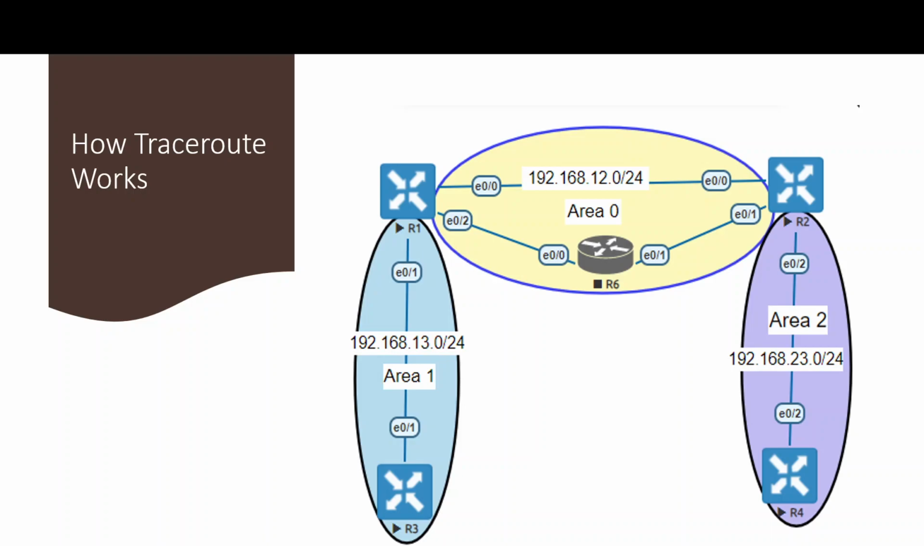In Windows it's tracert. In routers we use traceroute. In Linux also it is the traceroute command. Let's see what it does and how it helps us find the hop by hop routers in the path between the source and destination.